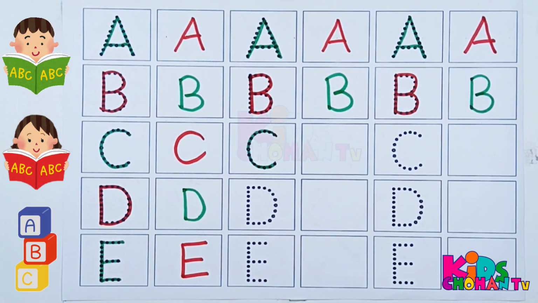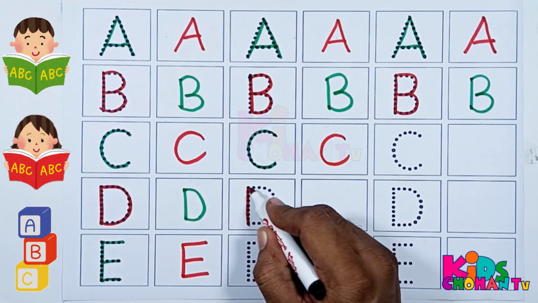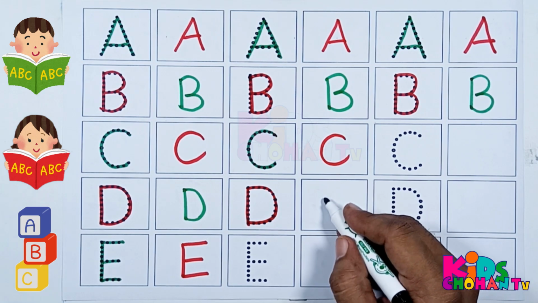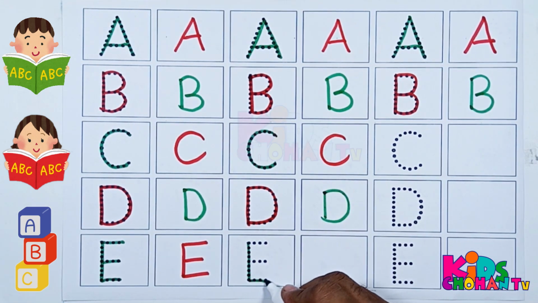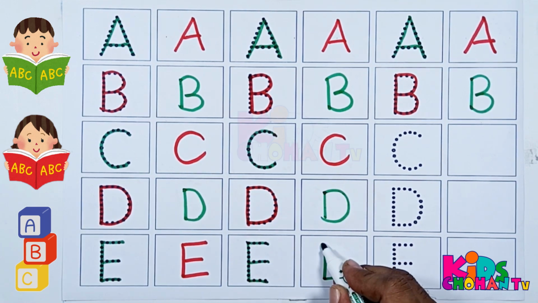C. This is letter C. D. Kids, we are tracing letter D. And this is letter E. E.